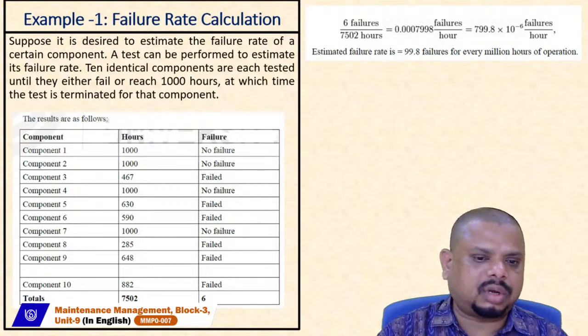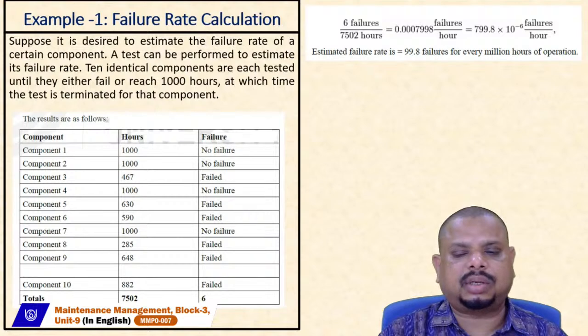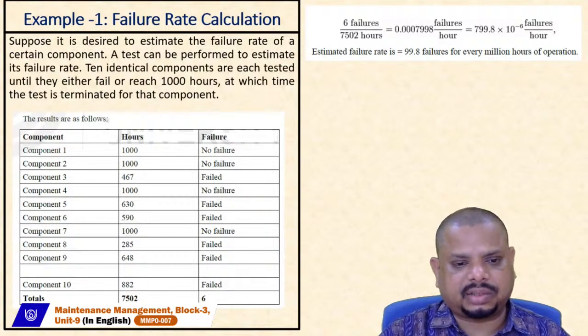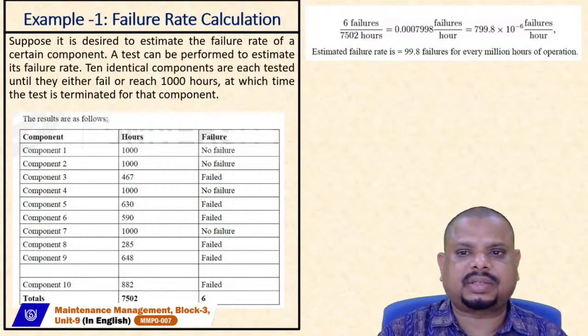If you observe the calculations, the total hours run by the 10 components is 7,502 hours. And the number of failures is 6 out of 10. That is component 9, component 8, component 6, component 5, and component 3. So a total of 6 failures are there.